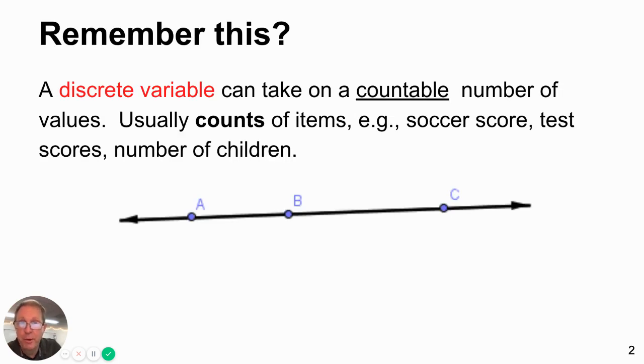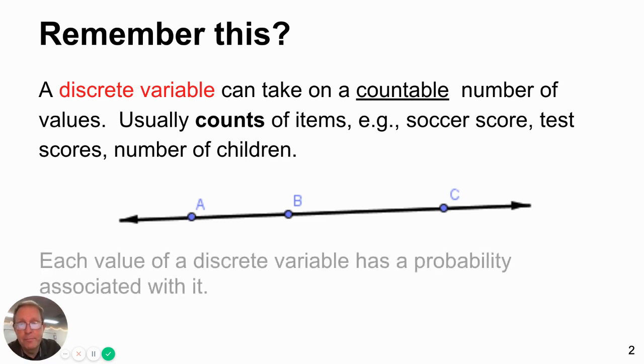What is a discrete variable? Well, it is a variable that takes on a countable number of values, usually the counts of things like soccer scores, test scores, number of children, number of chairs, number of tables, that kind of thing. Each value in a discrete variable has some probability associated with it.